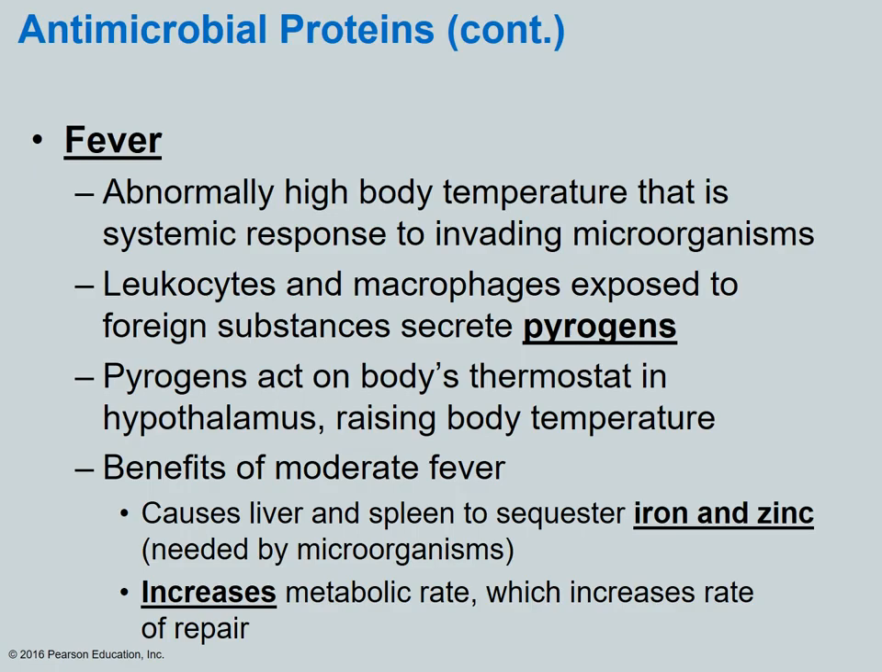Now, a slight fever is good, because in the liver and the spleen, it's going to have them sequester or hold the iron and zinc. Iron and zinc are both needed by microorganisms for survival. So if the liver and the spleen basically hang on to it, and don't let it freely flow through the blood, then ultimately the microorganisms are going to die. Fever, an increased temperature, also increases metabolic rate. That means it's going to increase the rate at which you can repair any of the damaged and injured tissues as well.